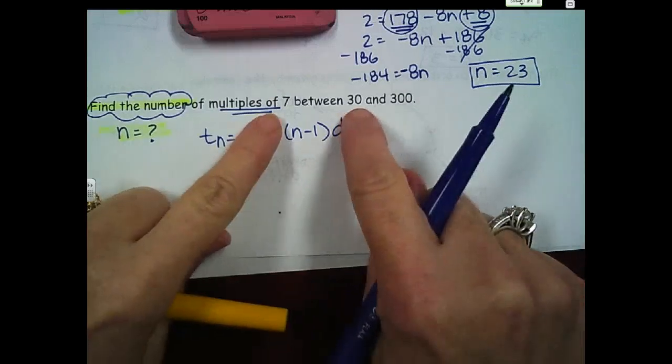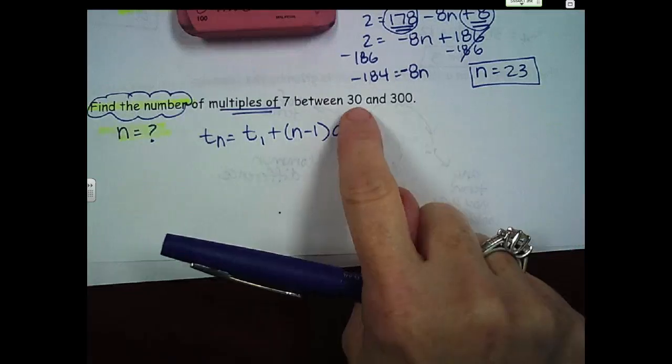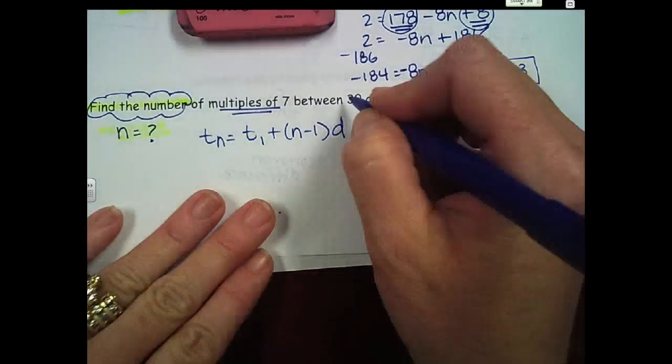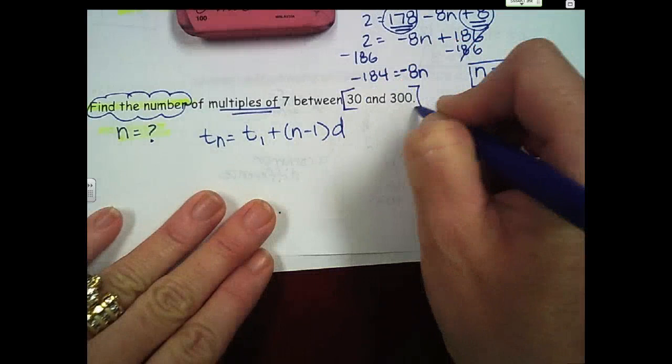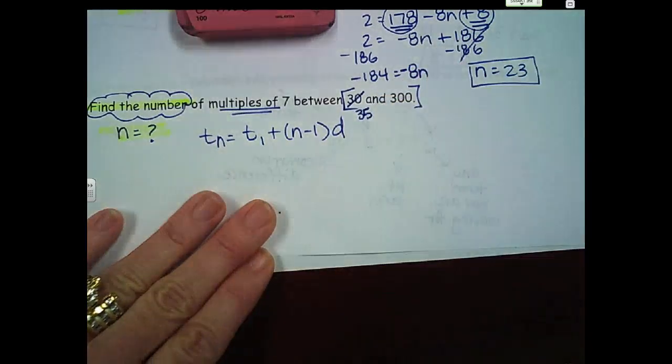I'm talking about a window of numbers between 30 and 300. But all I care about are multiples of 7. So what's the first multiple of 7 between 30 and 300? 35. Okay, so this is a little window, but 30 is not really my first multiple of 7. 35 is.